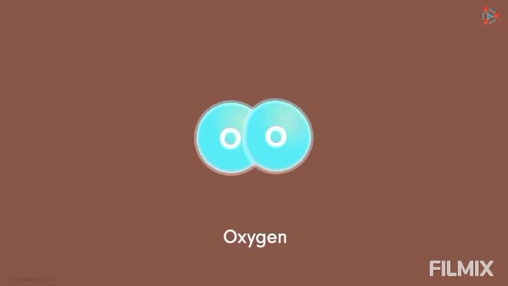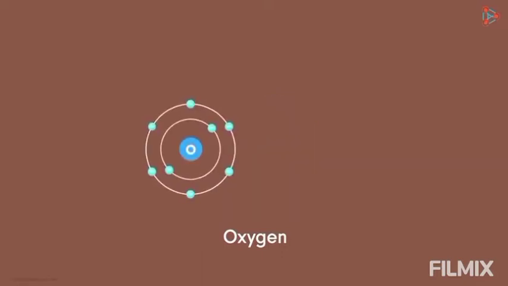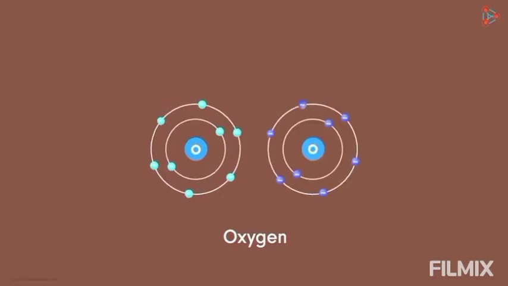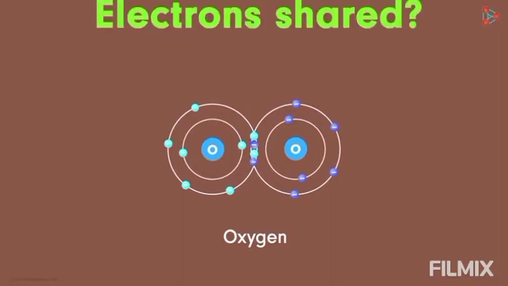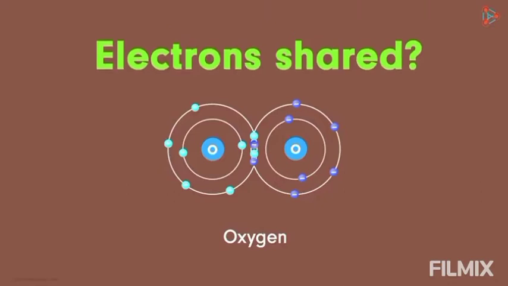Now we can consider the case of oxygen. What is the atomic number of oxygen? Oxygen has an atomic number of 8. So the outermost shell contains 6 electrons, and it will share 2 electrons from the outermost shell.